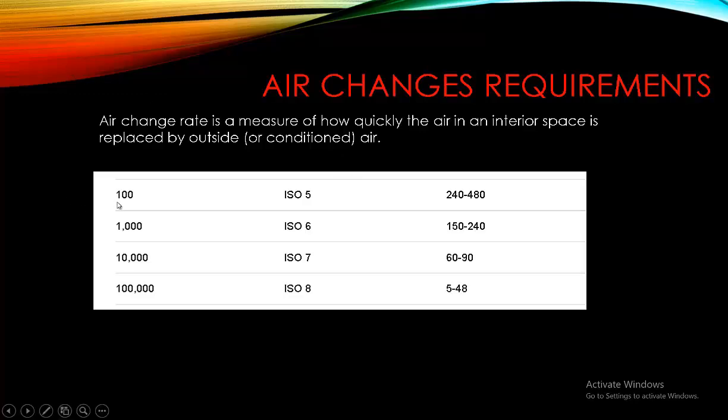So here we see we have different classes, like class 100, which follows the rule of ISO 5. According to this rule, 240 to 480 air changes are required in 1 hour. Similarly, in class 1000, 152 to 240 air changes are required in 1 hour. Similarly, in class 10,000, 60 to 90 air changes are required per hour.